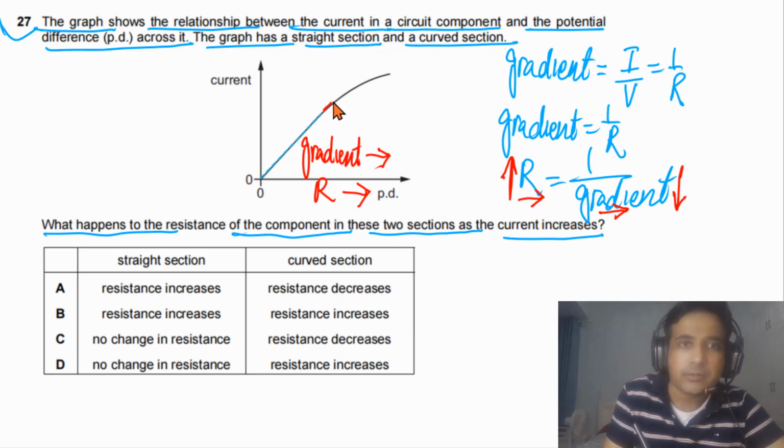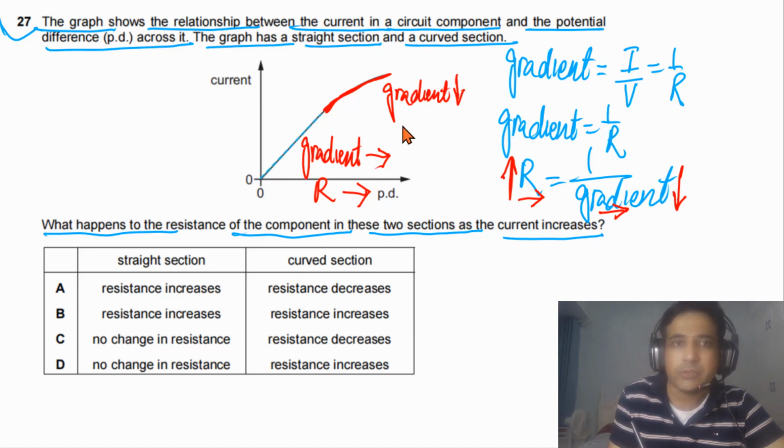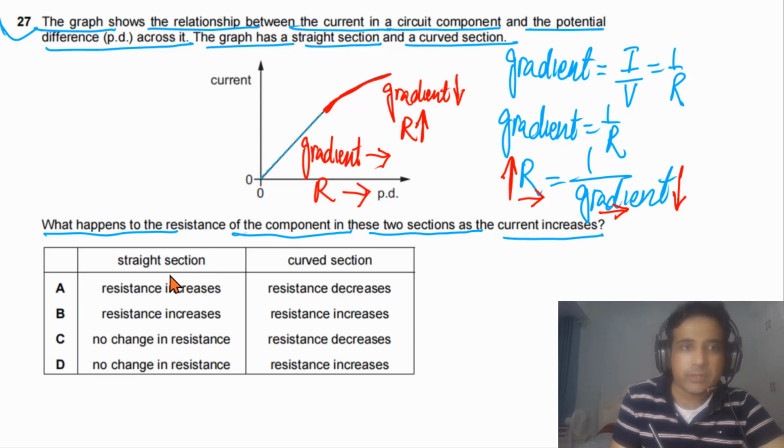Now if we go to the second part, this part is curved and the gradient is decreasing. So if the gradient decreases, it means resistance will increase. So in the first part resistance remains constant. So this is not a possible answer. No change in resistance, this one is correct. The resistance decreases? No, resistance is increasing, so this is incorrect. So the answer for this question is D, because there is no change in resistance, then resistance increases.